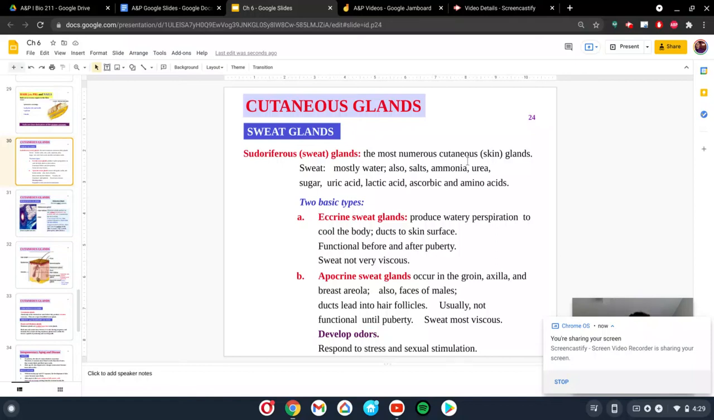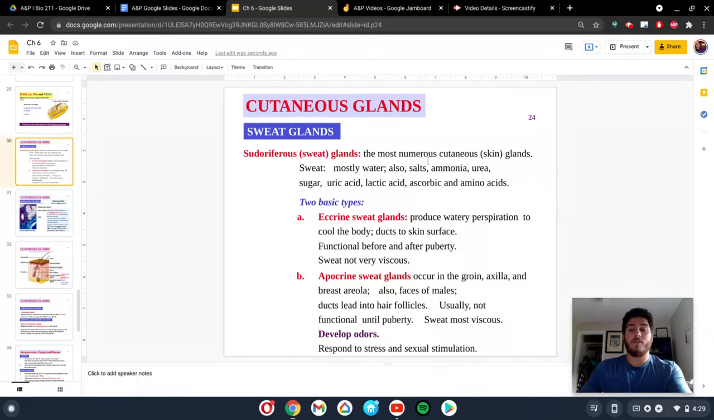Hey everybody. So this next video is going to discuss the different sweat glands that you have throughout your integumentary system. So we have sudoriferous sweat glands, which are going to be the most numerous sweat glands throughout your skin. And these are mostly going to be water. They can also have salts, ammonia, and urea as waste products, maybe a little bit of sugar, uric acid, lactic acid, ascorbic acid. There's a lot going on in the skin, but mostly it's water with a little bit of waste in it. So, there are two types of sudoriferous sweat glands.